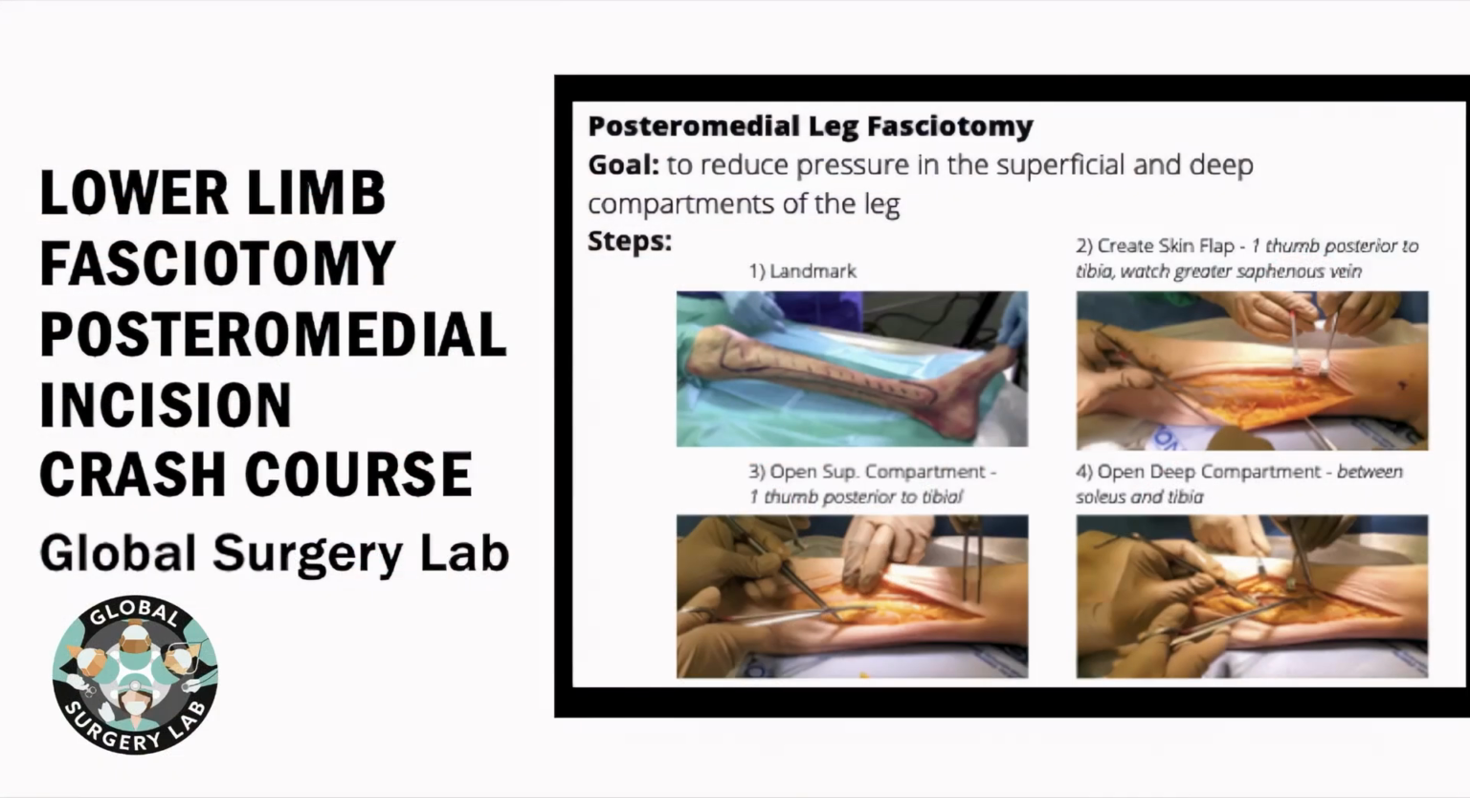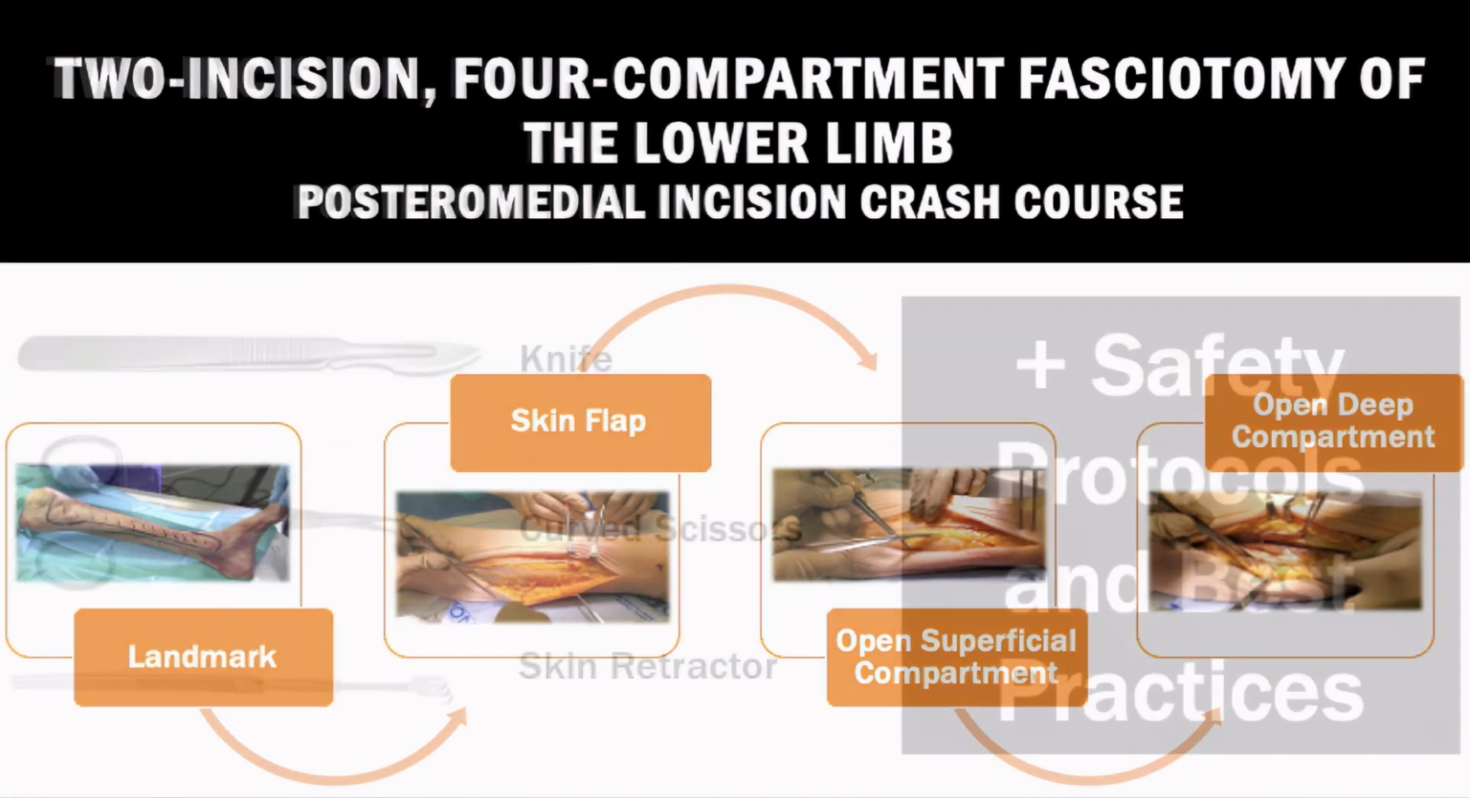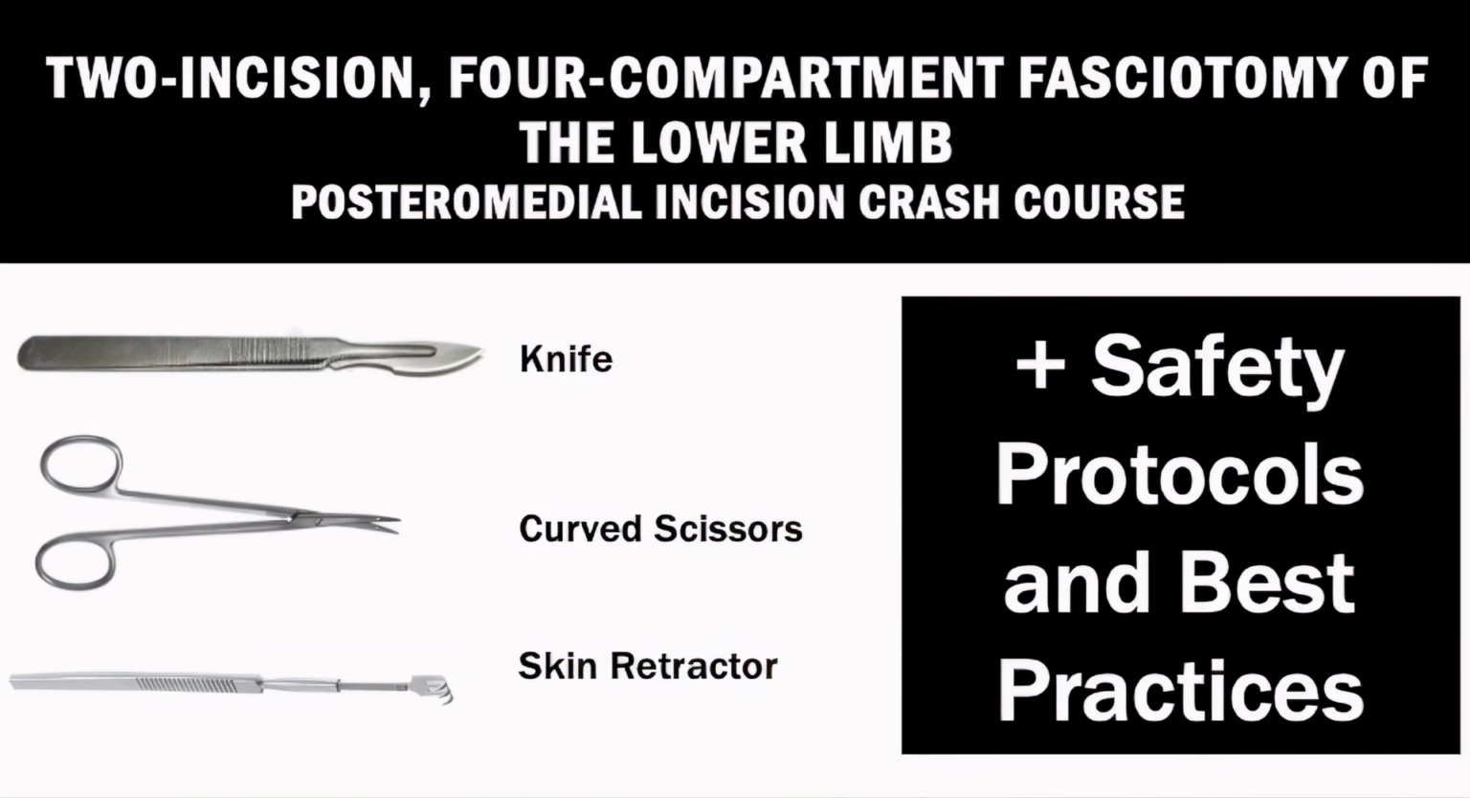The Global Surgery Lab presents a lower limb fasciotomy posteromedial incision crash course. This procedure releases pressure in the superficial and deep compartments of the leg and must be paired with the anterolateral incision when compartment syndrome is suspected. The basic steps include landmarking, creating a skin flap, opening the superficial compartment, and opening the deep compartment. You will need a knife and curved scissors.